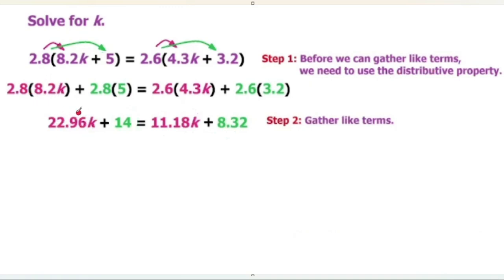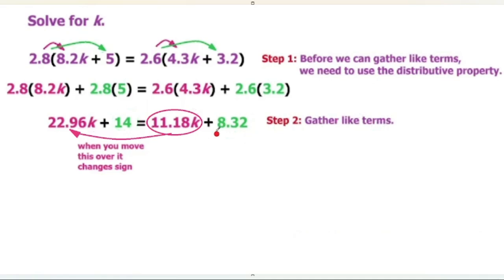2.8 times 8.2 is 22.96k. Then 2.8 times 5 is 14. Then we multiply 2.6 times 4.3k gives you 11.18k. And then we multiply 2.6 times 3.2, which gives you 8.32. So now what we have to do is to gather the like terms.